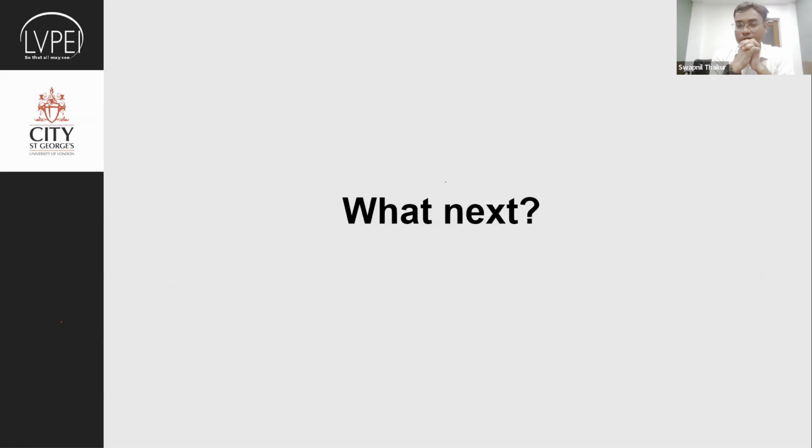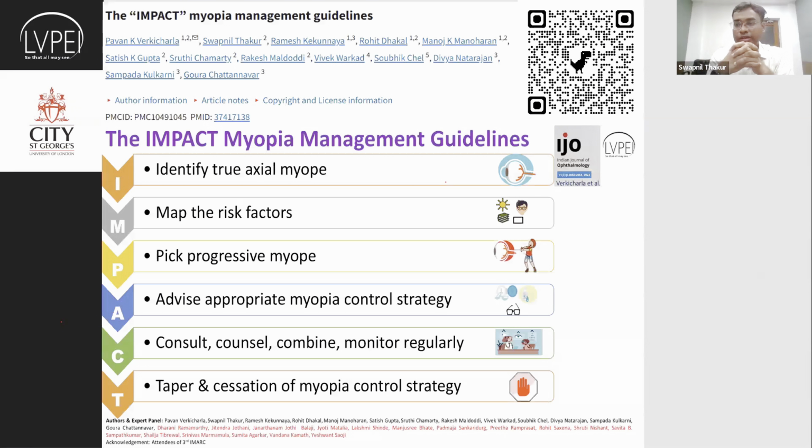So now we understood that there are various techniques to measure peripheral refraction, and the simplest one is using retinoscopy. So what next? If we do peripheral refraction, what should we do next? There is something called the IMPACT myopia guideline, a simple tool we can use in the clinic to evaluate or tailor our management for myopia management.